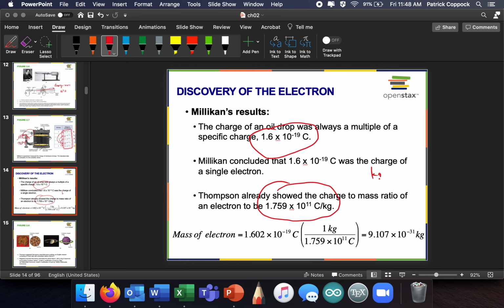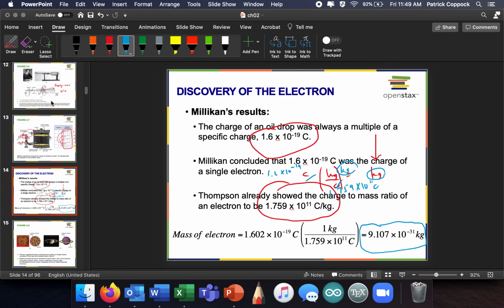And so he said, I can figure out how big the mass of the electron is. Amazing, right? Because the charge is 1.6 times 10 to the negative 19, and the ratio is 1.759 times 10 to the 11 coulombs per kilogram. Coulombs cross off, and we're left with kilograms, and boom, amazing. So he was able to extrapolate the mass of the electron.